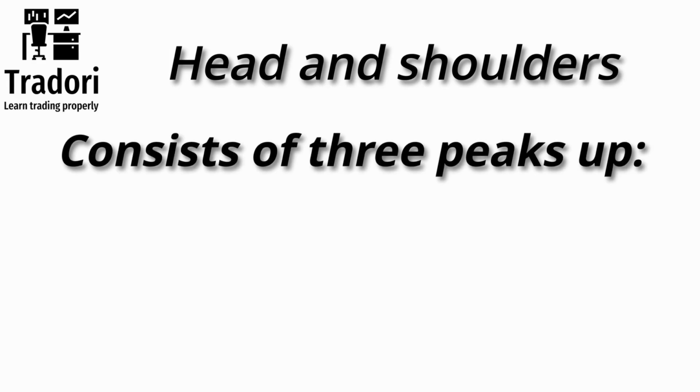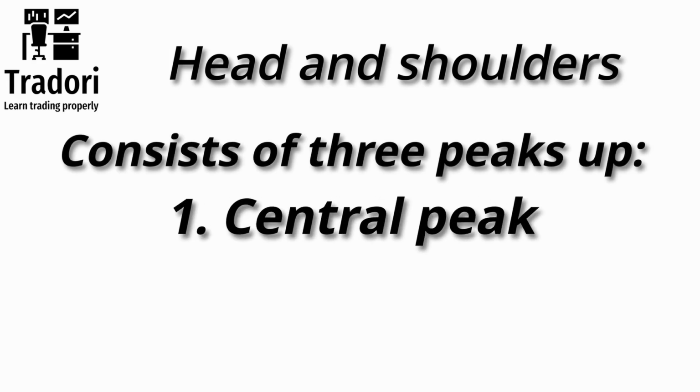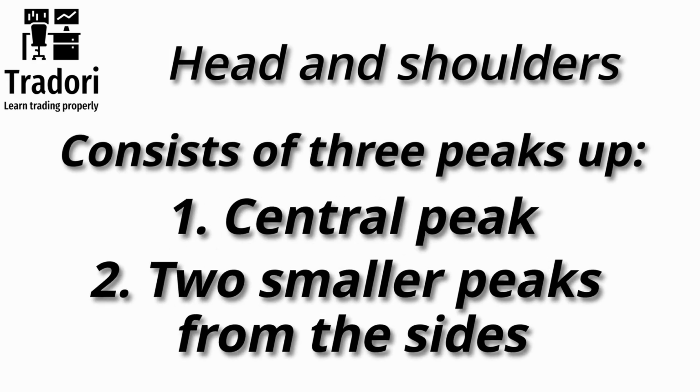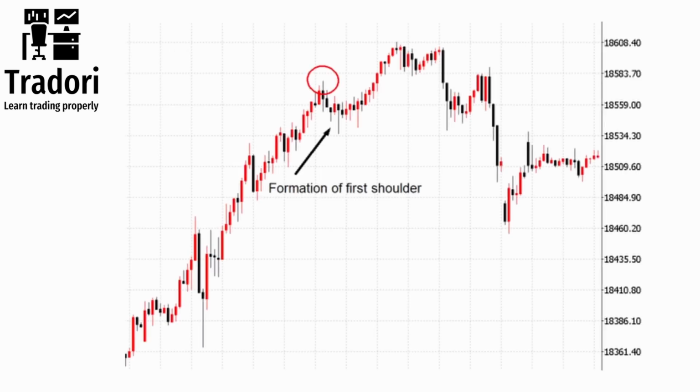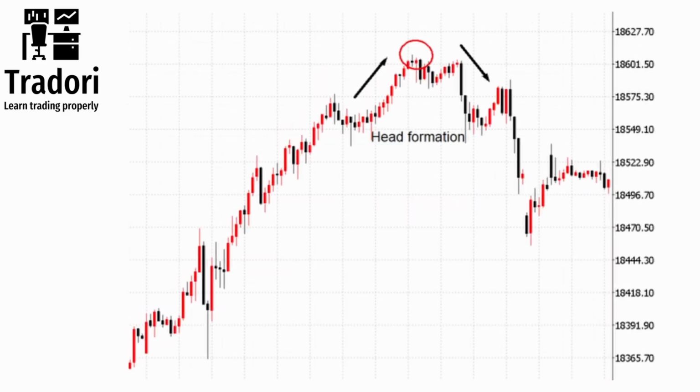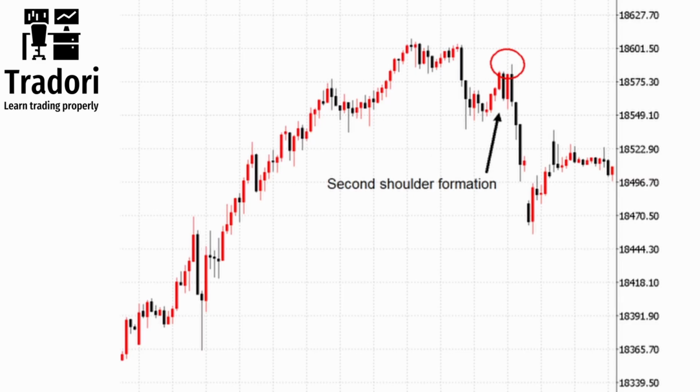The head and shoulders pattern consists of three peaks, a central peak flanked by two smaller peaks. It forms when a security's price rises to a peak and then declines back to the base of the prior up move. Then the price rises above the previous peak to form the head and declines back to the original base. Finally, the price peaks again at about the level of the first peak before falling back down.